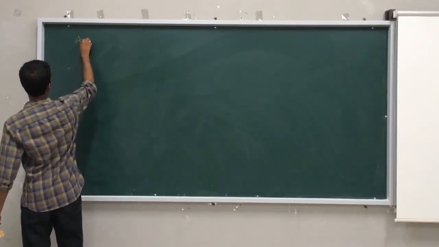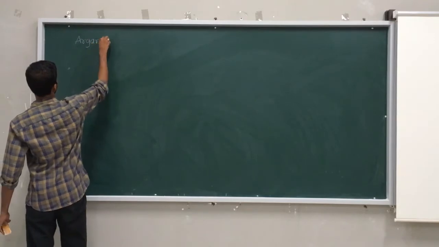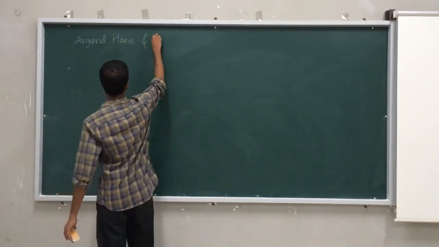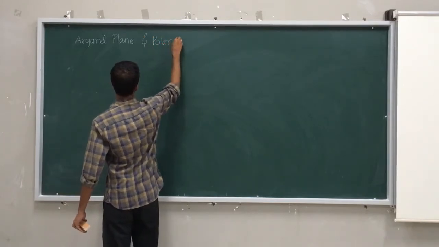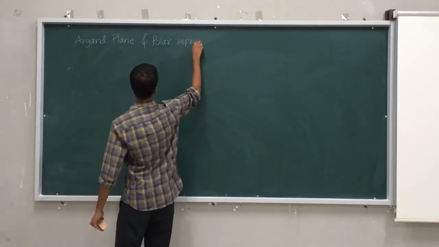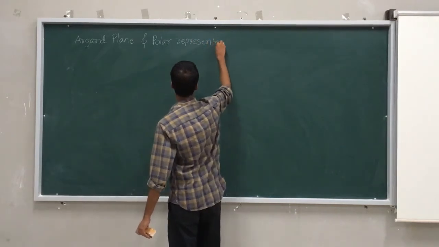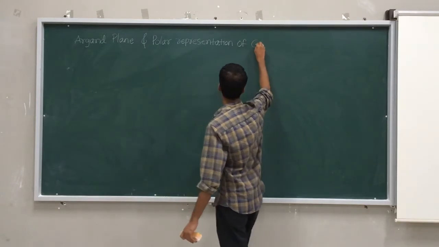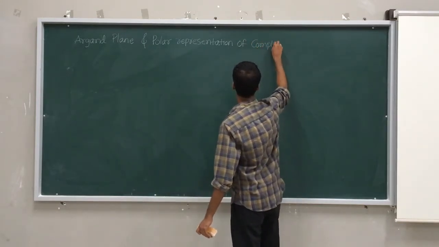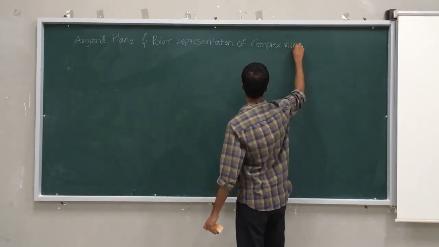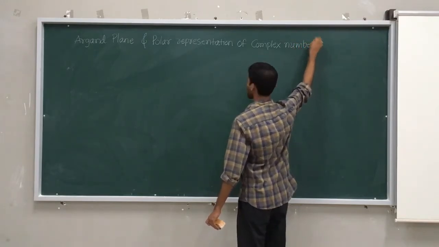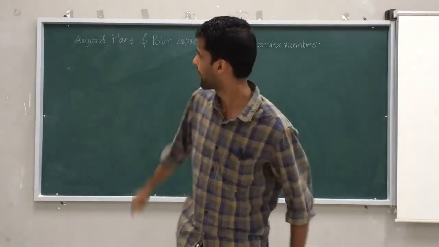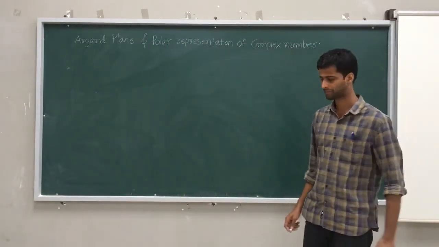So the topic in this video is Argand plane and polar representation of complex number. What is Argand plane? Then I will jump to the polar representation.